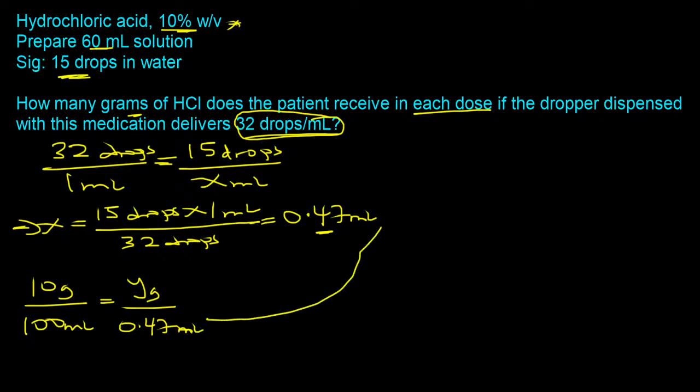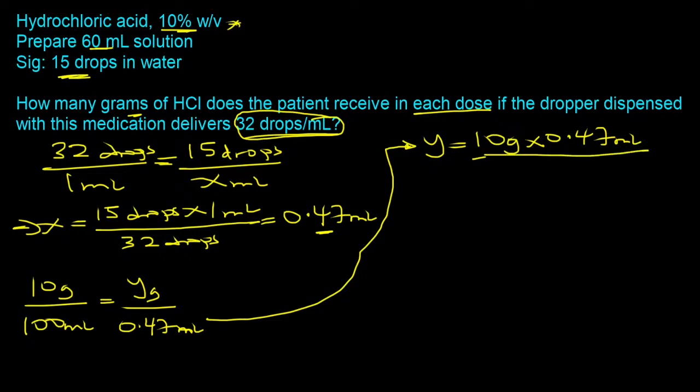So now at this point, we can go ahead and solve for x, which is y, our unknown. So y equals 10 grams times 0.47 milliliters divided by 100 milliliters. The milliliters cancel out, and you essentially end up with 0.047 grams.